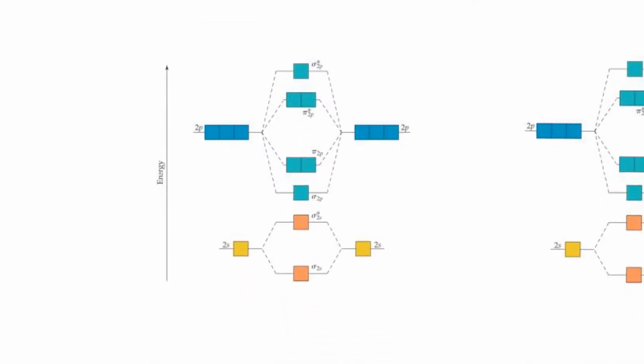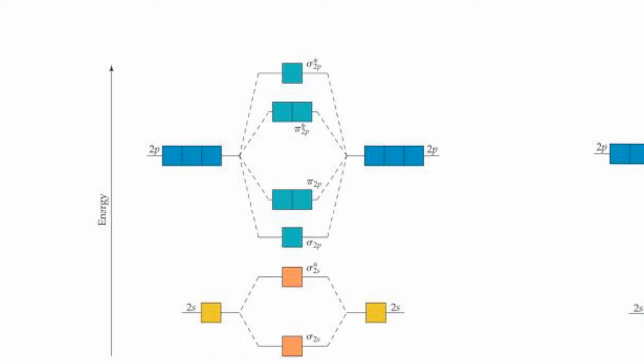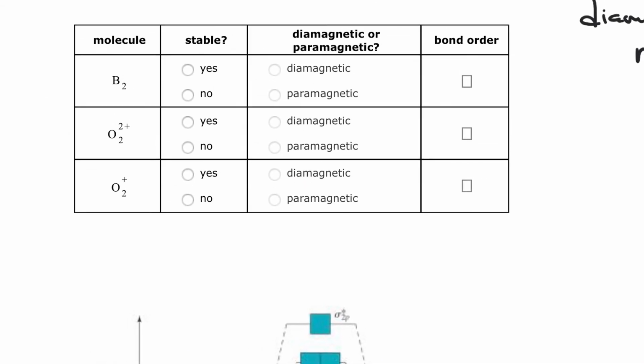I pulled this up so I wouldn't have to draw the boxes. The only problem is I'm going to have to make one little modification. This box here, for anything less than group 6, is actually higher than this one. So this is going to be the sigma 2p. When I fill, I'm going to fill this one first, second, and then these two, and then this one. The first one that they're asking us to do is boron.